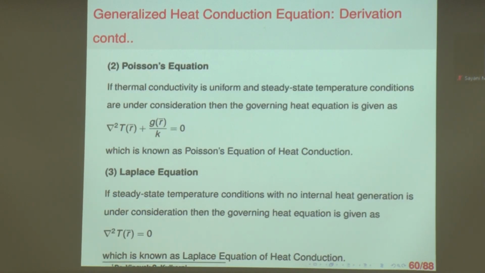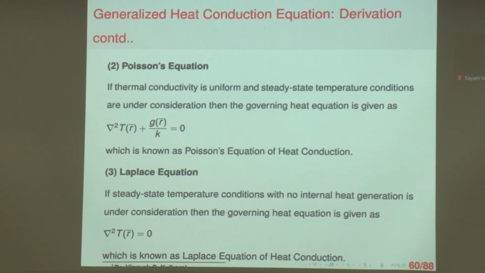Now second, when steady state temperature conditions are there, the temperature is independent of time. The rate of change of temperature is 0 with respect to time. If temperature does not vary with respect to time, we call it the steady state. Otherwise, if temperature varies with time, it is known as a transient temperature. So if steady state conditions are under consideration, the rate of change of temperature with respect to time, that first term, will vanish. The resulting differential equation has no time variable now. Here T and G are functions of the space variable R only. This is known as the Poisson heat conduction equation.